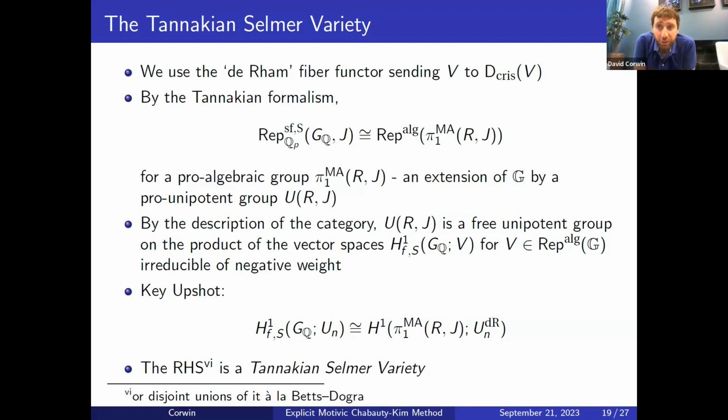But the upshot for the theory of Selmer varieties for non-abelian Chabauty's method is that now this Selmer variety, H^1_f(G_Q, U_n), the one defined by Minhyong Kim, is just the really algebraic group cohomology of the Tannakian Galois group with coefficients in the de Rham fundamental group, or the nth quotient of the de Rham fundamental group. So the right-hand side is what we call a Tannakian Selmer variety. And in my write-ups, I do actually deal with all the Betts-Dogra stuff, but I don't want to do that here.